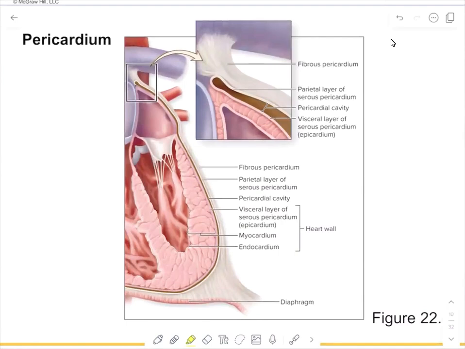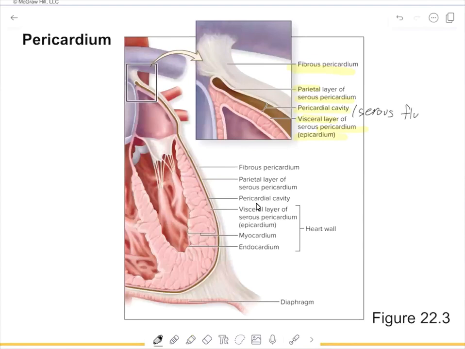This slide is showing the pericardium as well as other layers of the heart wall. We can see first the fibrous pericardium is the outermost layer of the pericardium. Then there's the double layered serous pericardium. The outer layer of that is the parietal pericardium. The inner layer of that is the visceral pericardium. It's also called the epicardium, which is the outermost layer of the heart wall, which we can also see on this diagram. Between the visceral and the parietal pericardium is the pericardial cavity with serous fluid.